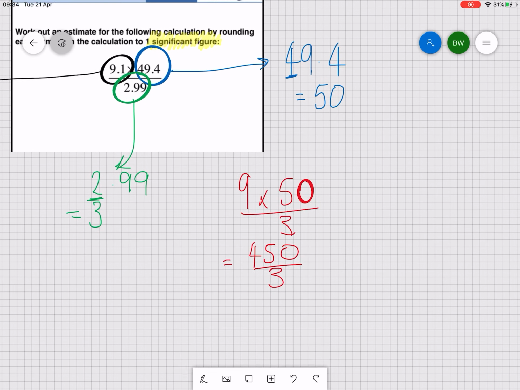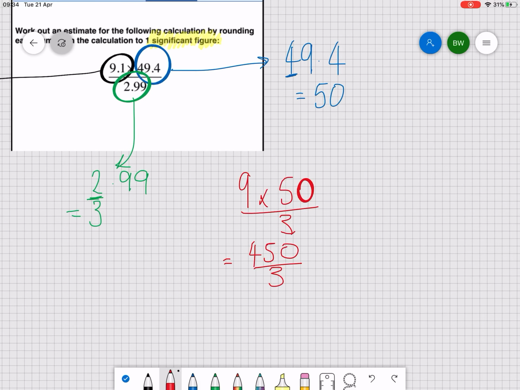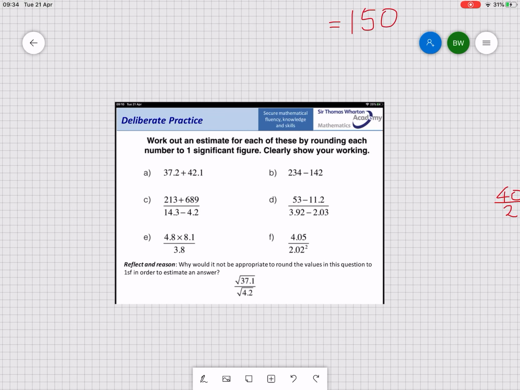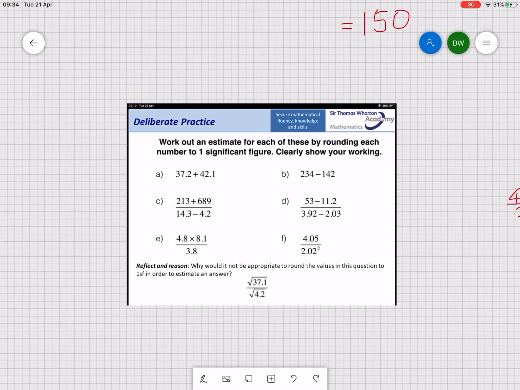So what I can do here is use bus stop. So 450 divided by 3. So 3's into 4 go once, carry the 1. 3's into 15 go 5 times. And 3's into 0 go 0. So my answer there is going to be 150.